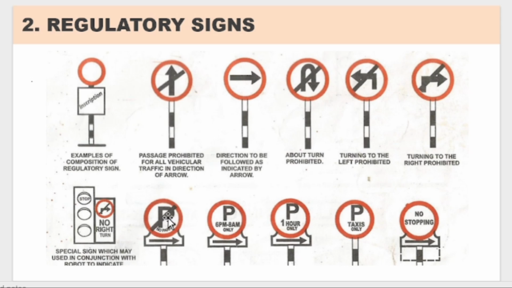Then we also have this no parking sign. Also this one means parking is only allowed from 6 p.m. to 8 a.m. This one is parking only for 1 hour. Vehicles are allowed to park there for 1 hour. Then this one is parking for taxis only. Then this one is no stopping, which means no vehicle should stop. In some areas, vehicles are not allowed to stop, maybe for security reasons.